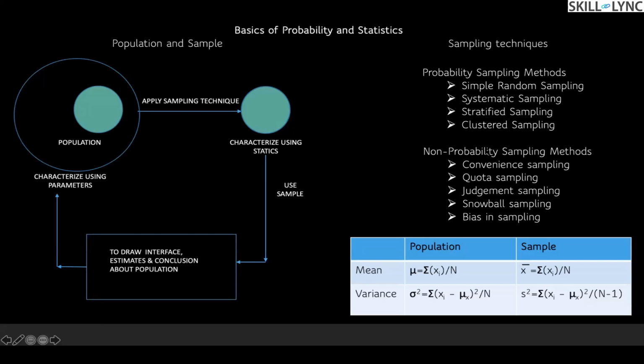There are a lot of non-probability sampling methods, but they would be slightly biased, because we understand probability is for being unbiased. So we cannot go with non-probability sampling methods for our analysis. We should always go with probability sampling methods. These are divided into four.